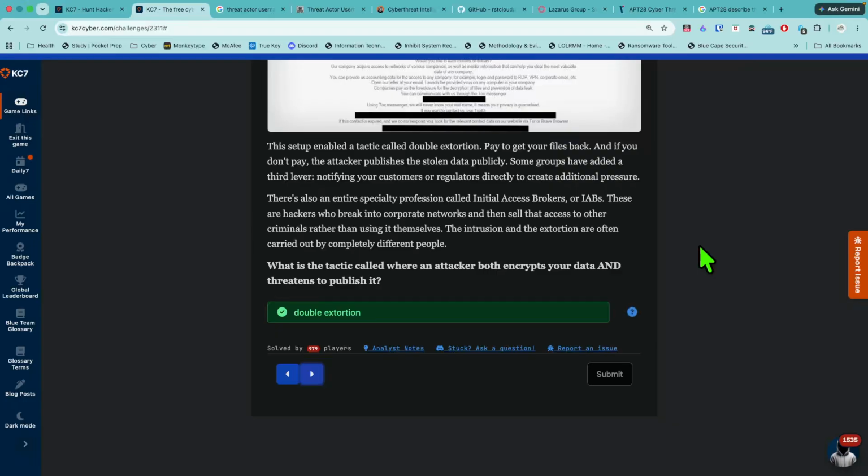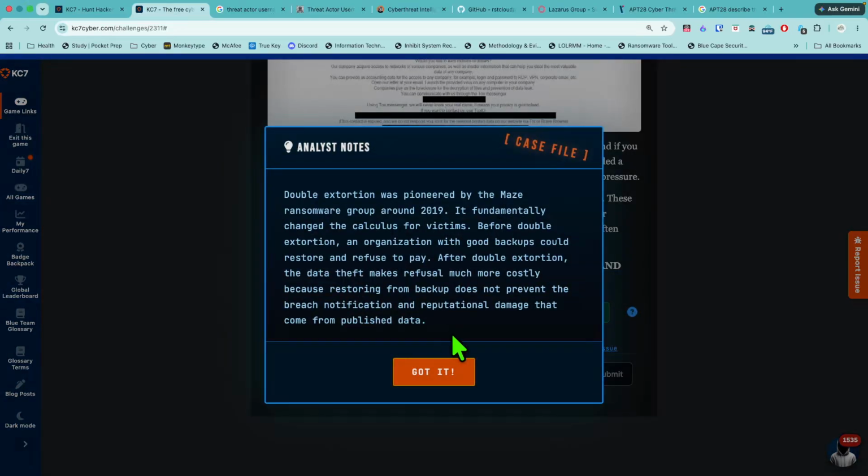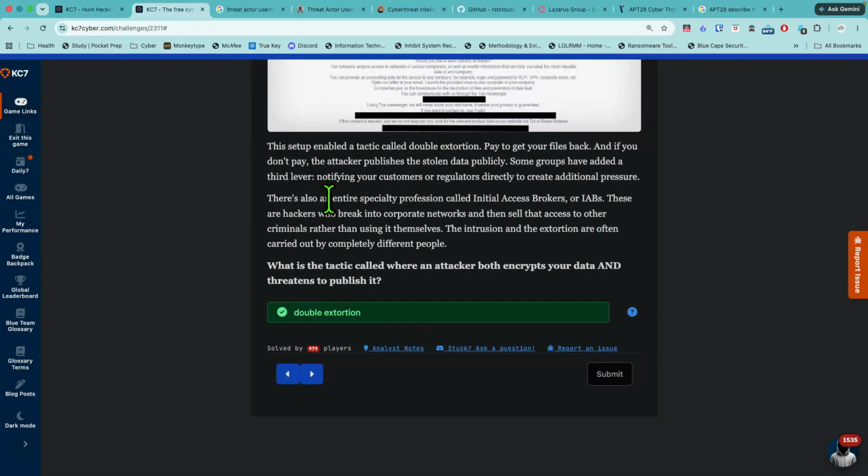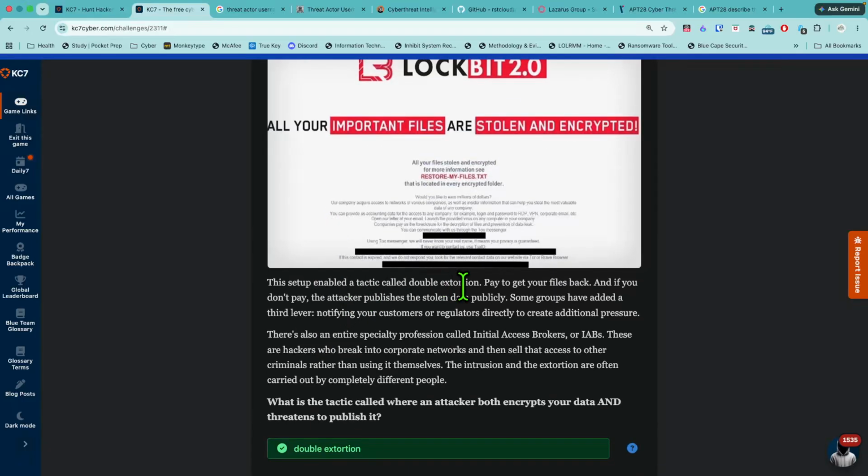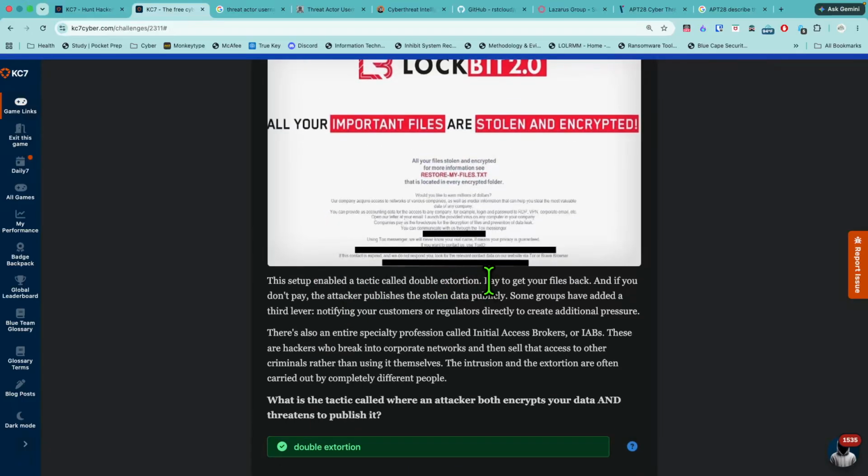So that answers the question: what is a tactic called where an attacker both encrypts your data and threatens to publish it? And our hint is, think about how many threats are involved. The first is encryption. What's the second? We have our analyst notes to help you better understand double extortion right here. Nice. Alright, our answer is: this setup enabled a tactic called double extortion, which is pay to get your files back, and if you don't pay, the attacker publishes the stolen data publicly.